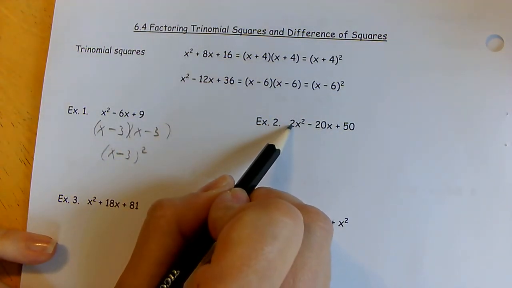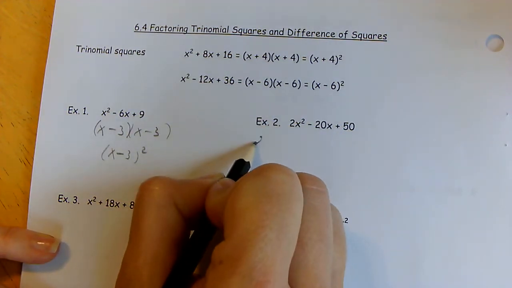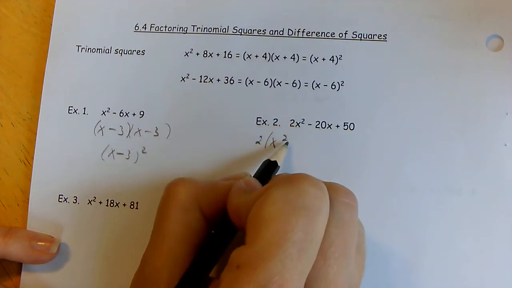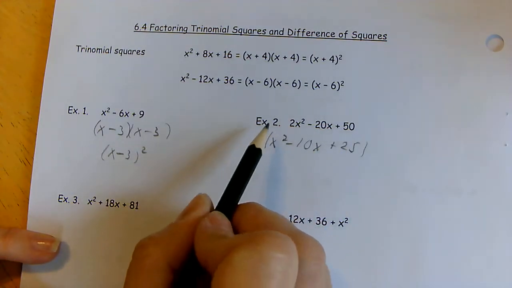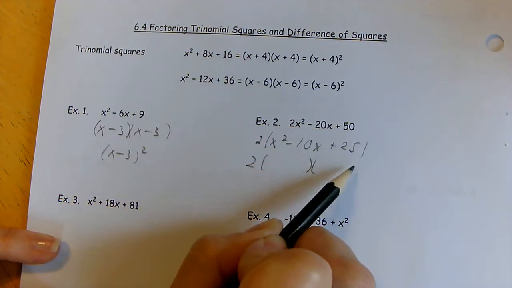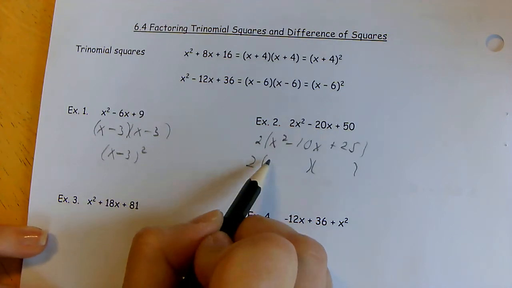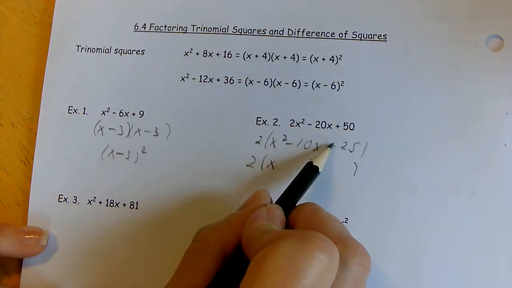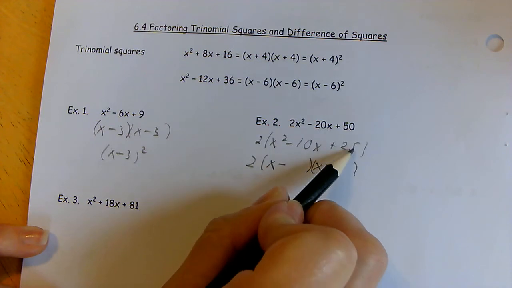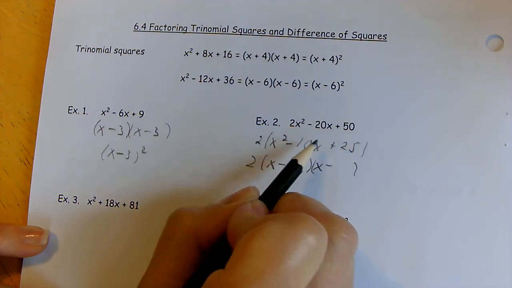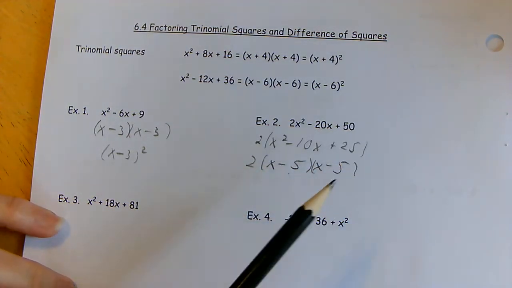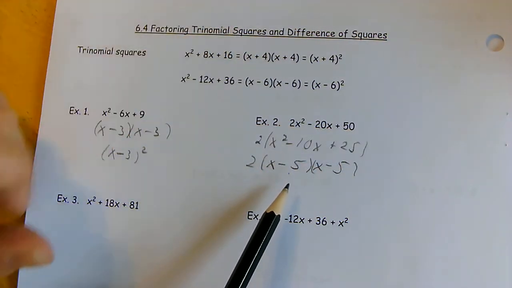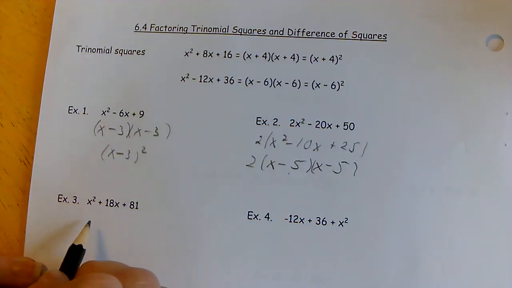Here, I do not have a leading coefficient of 1. I want to first check if I can divide everything by 2, and I can. So I'm going to divide each term by 2 first. Pull that GCF out first. Then set up my two sets of parentheses. Same sign, both negative. Two numbers that multiply to 25 that add to 10 is going to be 5 and 5. So these perfect squares are what makes it a trinomial square. However, you're not factoring any differently.